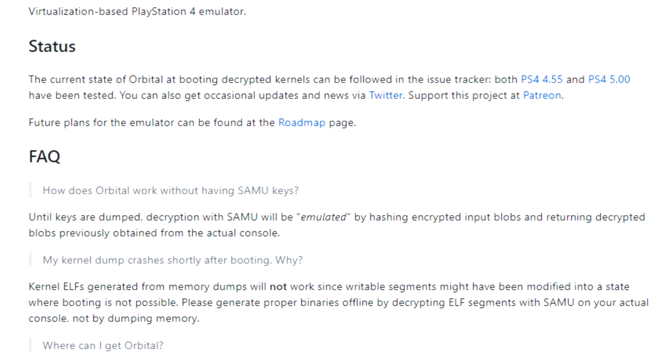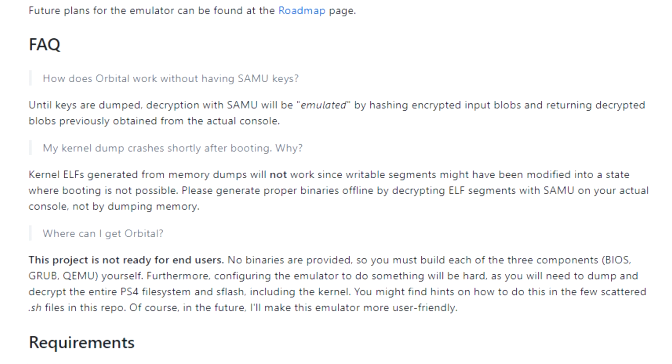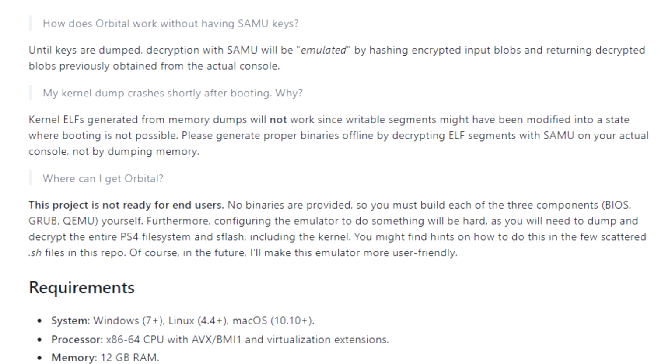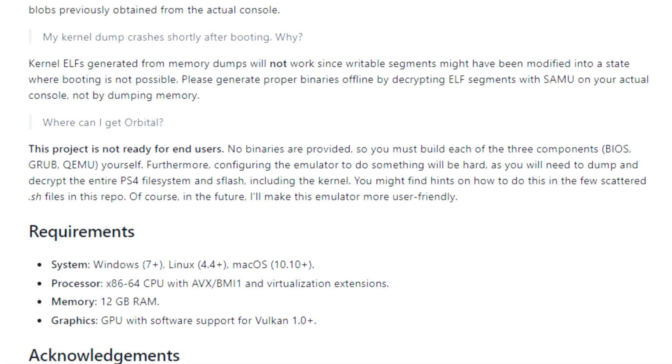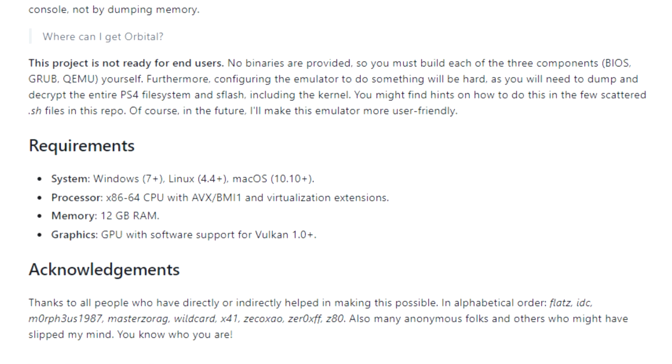For those who don't know, Orbital is a low-level PlayStation 4 emulator, which means that you possibly could emulate the whole PlayStation system, including all the stuff like home menus, etc. Until then, we have to be patient to see what AlexAltea puts out.